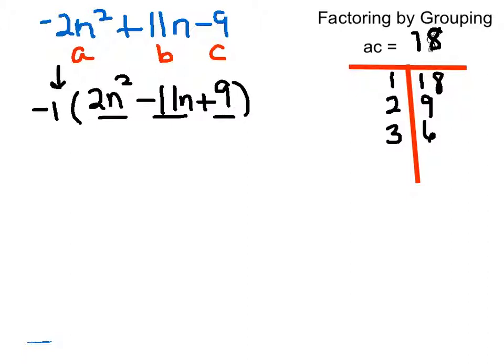Okay, so now, when I start my grouping, remember that -1 is still part of the problem. Then I'm going to keep my 2n squared, my A term. I'm going to put a couple blanks. That's going to be my middle term. That's going to get me that -11n, that B value. And then I'm going to put my plus 9 back at the end.